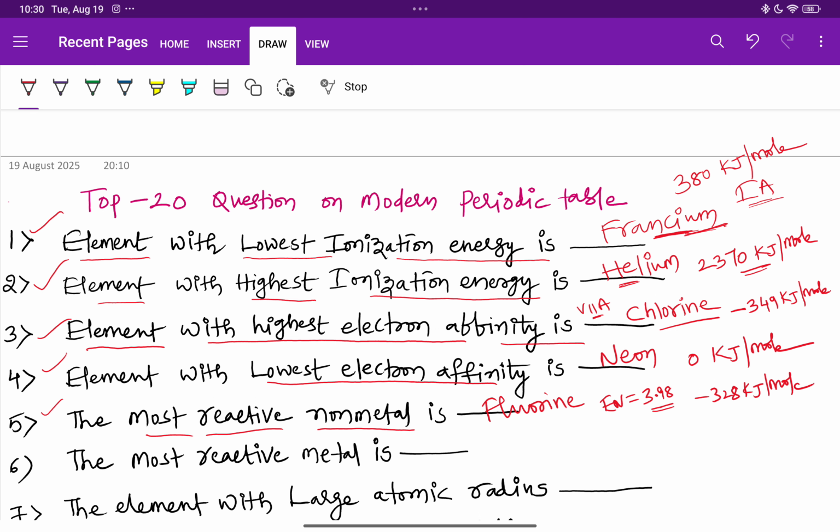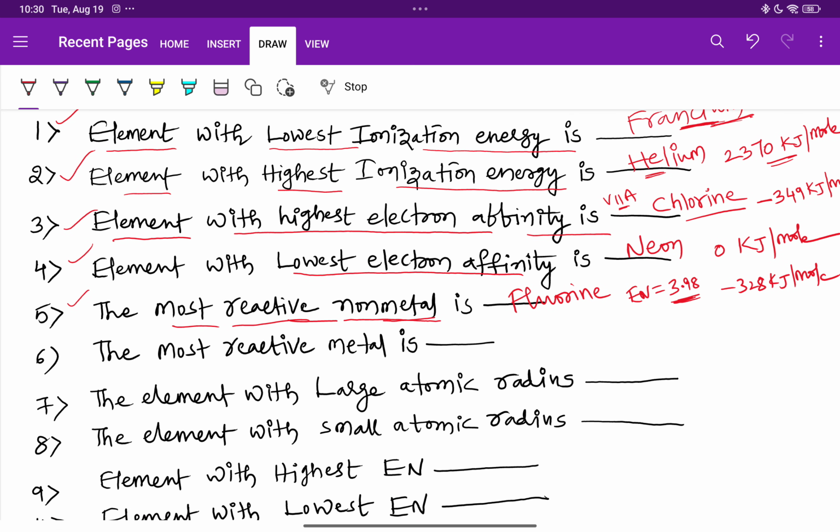So you can write, element with the highest electronegativity, that is fluorine, and that is also the most reactive non-metal. Next, the most reactive metal.